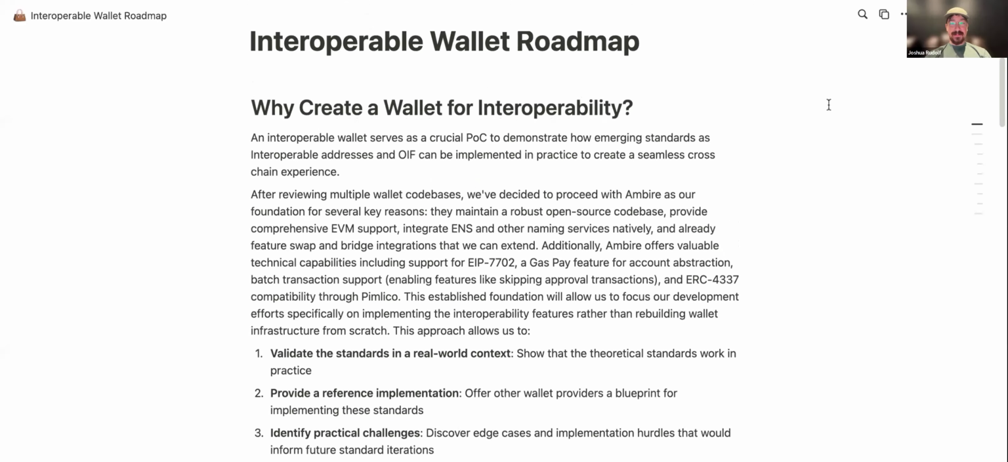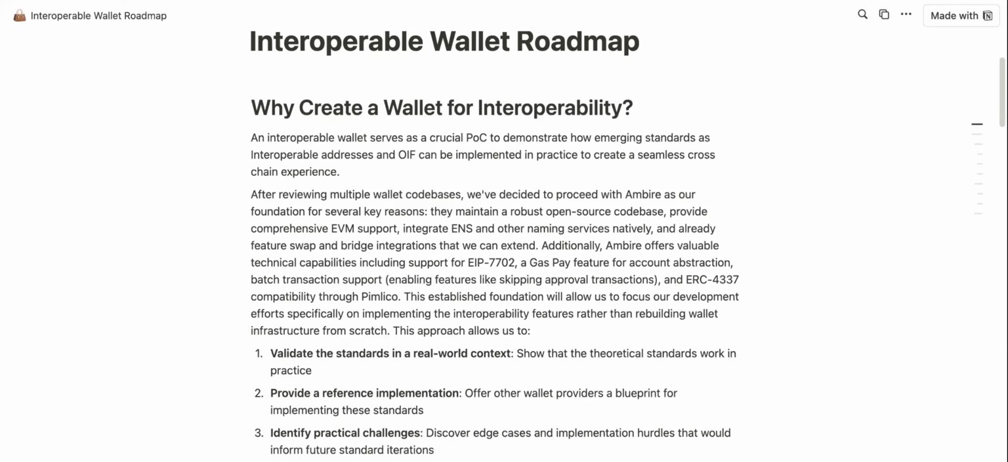Yep, perfect. Great. So hello everybody, I'm Titi from Wonderland and I'm leading the interoperable wallet project. I'm going to go through our roadmap. So first, why the need of creating this wallet? We need to showcase in practice how our standards will be implemented. To do so, we're going to focus on an experimental wallet development on testnet, which will be done on top of Enviro codebase. And over here, you can find some of the reasons we decided to fork Enviro.